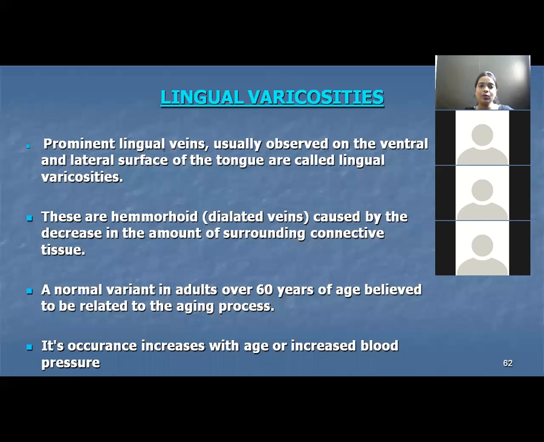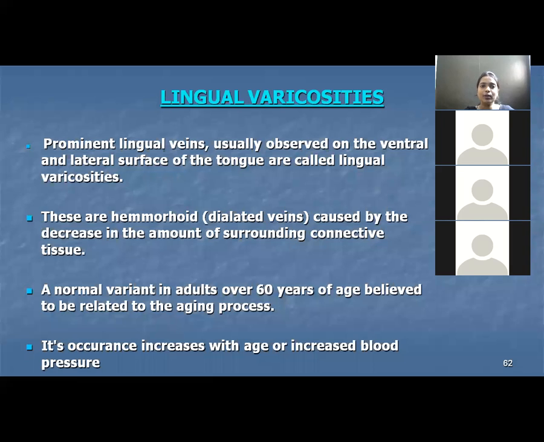What is varicosities? It is a prominent dilated tortuous vein. Prominent dilated tortuous lingual veins are usually observed on the ventral and lateral surface of the tongue, and these are called lingual varicosities. These are hemorrhoids. Hemorrhoid means what? Dilated vein, dilated tortuous vein. Why is this formed? It is caused by a decrease in the amount of surrounding connective tissue or increased hydrostatic pressure.